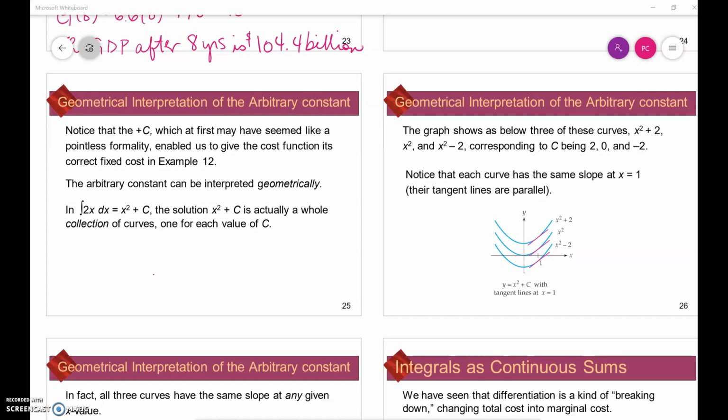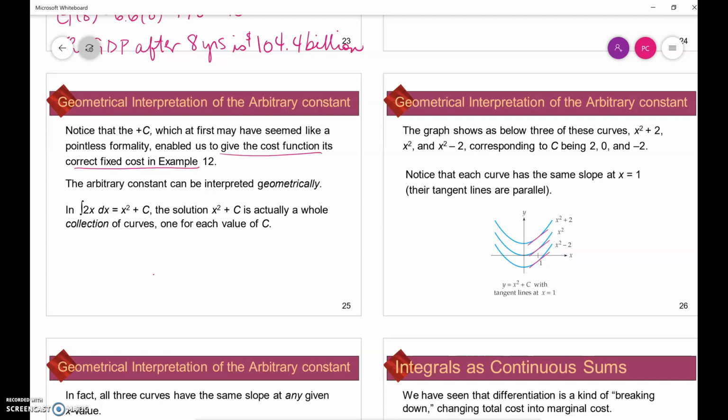All right, so this is 5.1 part 4. It says, notice that the plus C, which at first may have seemed like a pointless formality, ended up giving us the cost function in its correct fixed cost in example 11.